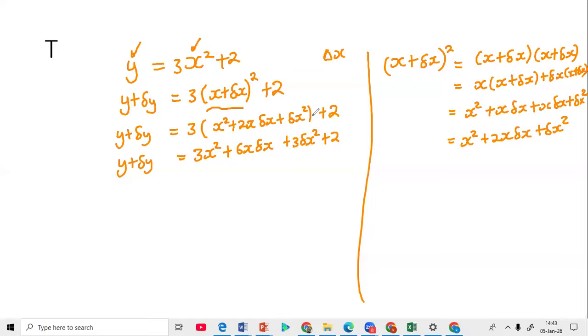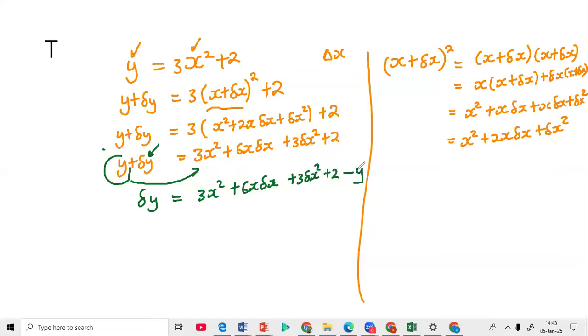Now, always your task, members, make sure that this y here, you make it cross over such that on your left-hand side, you remain with only delta y. So that means that when we make it, we shall have delta y is equal to 3x squared plus 6x delta x plus 3 delta x squared plus 2 minus y. Because this side it was positive, so the moment it comes this side, it becomes a negative.